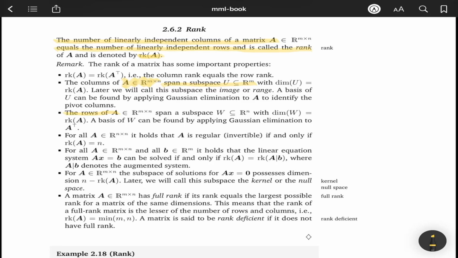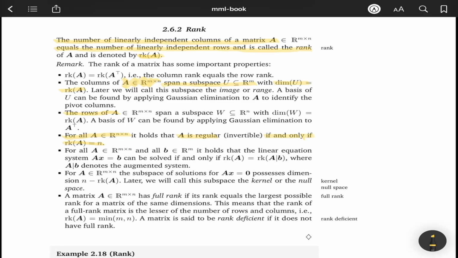For all A of a square matrix, it holds that A is regular, invertible. It means that the square matrix has an inverse if and only if the rank of A equals n. Okay, I'm just marking some important things.